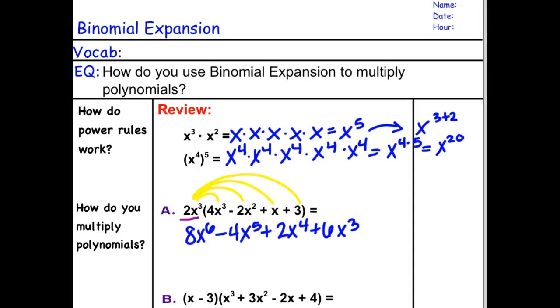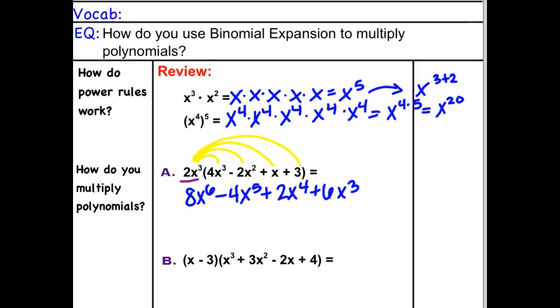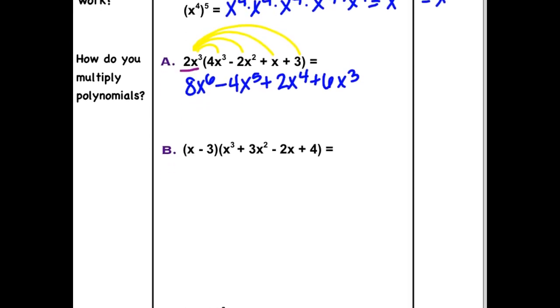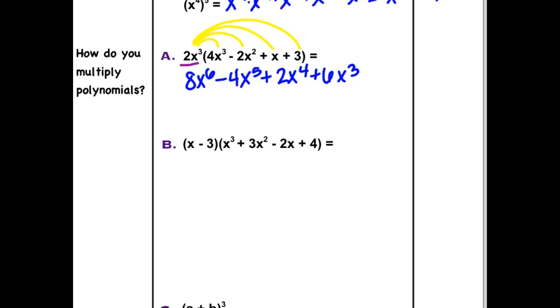Remember, standard form, variable to the highest power first, and then you decrease on down. Looking at this next one, we could go x times x cubed, times 3x squared, times negative 2x, times 4, and then negative 3 times all of those. A lot of you tend to get lost when we do that. So instead, I would strongly recommend you use a lattice method.